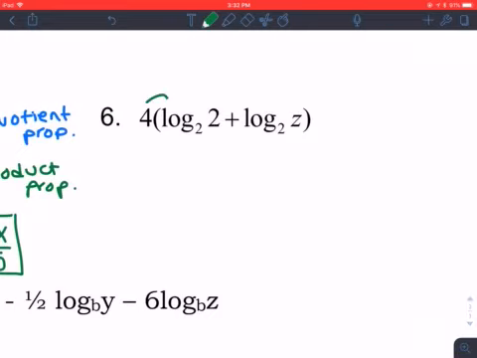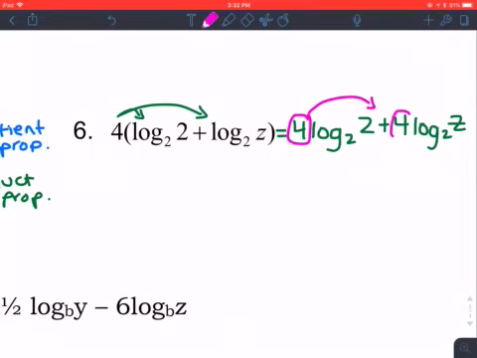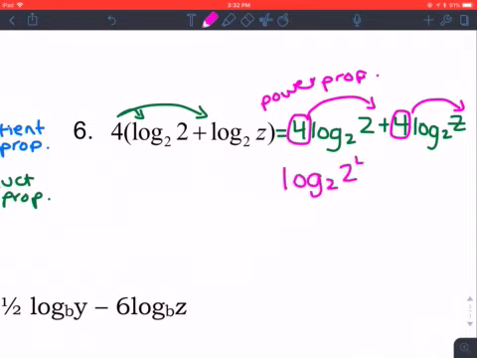So we could distribute the 4 to both log expressions, which would give me 4 times log base 2 of 2 plus 4 times log base 2 of z. So I use the distribution property of multiplication. And then we can rewrite our coefficients as exponents using the power property. So then we get log base 2 of 2 to the 4th plus log base 2 of z to the 4th.